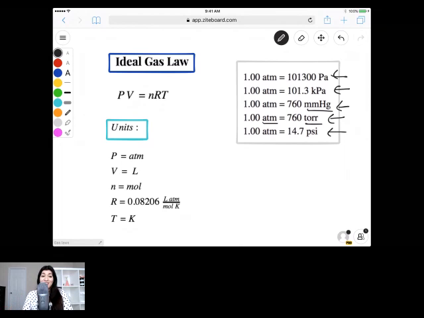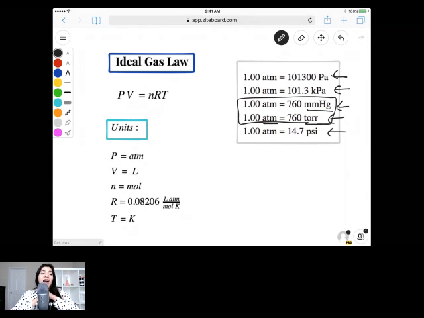This is what we're going to be using to convert our units. The nice one that I personally like, because it makes it easier, is that millimeters mercury and torr are the most common ones, and luckily they both equal the same conversion factor, the same numbers, so you don't really have to think much about it.